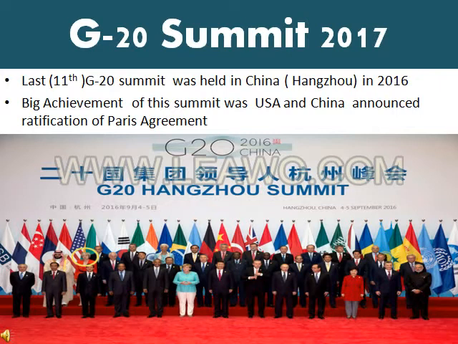The last summit, the 11th G20 summit, was held in China's Hangzhou city in 2016, and the big achievement of this summit was the USA and China's ratification of the Paris Agreement. Why was the ratification by these two countries important? The reason is that China is at the top in terms of carbon emission, and the USA is in second position. So that's why this was important.